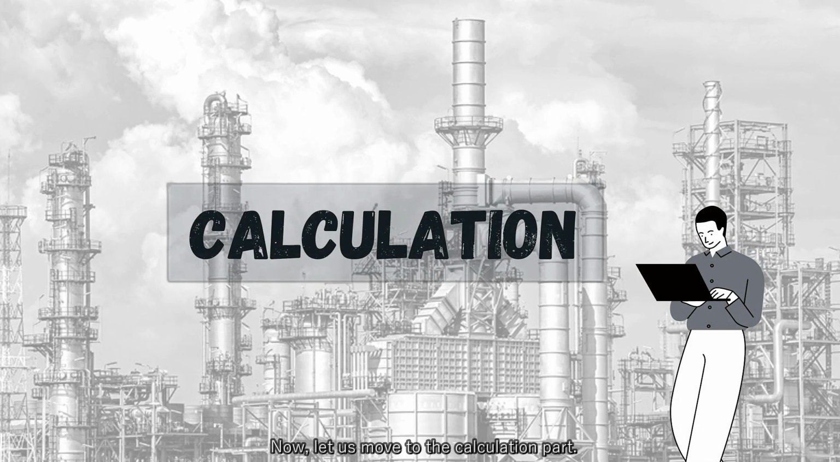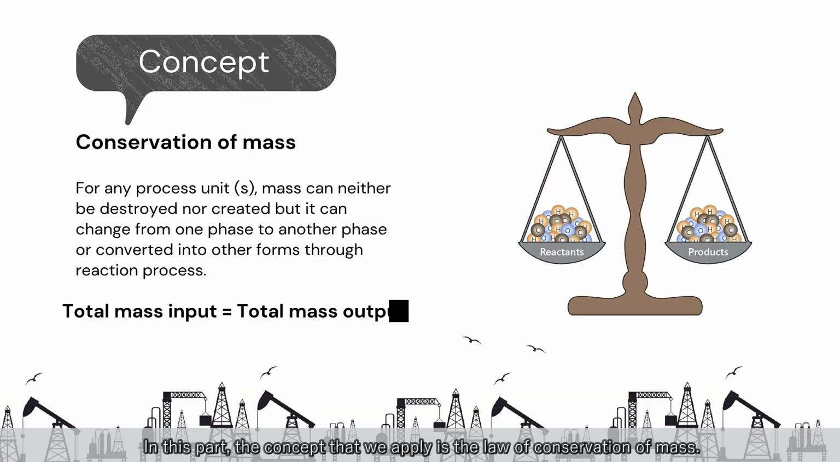Now, let us move to the calculation part. In this part, the concept applies the law of conservation of mass. According to this law, for any process unit, mass can neither be destroyed nor created, but it can change from one phase to another or be converted into other forms through a reaction process. Hence, it can be concluded that the total mass input will be equal to the total mass output.